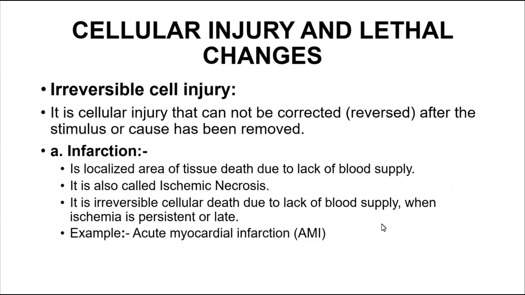And then the next one is the irreversible cell injury. From the word irreversible, even if you remove the cause of the injury, the cell will not recover. It will undergo death, cellular death. Irreversible cell injury is the infarction. Infarction is a localized area of tissue death due to lack of blood supply. It is called ischemic necrosis. It is irreversible cellular death due to lack of blood supply when the ischemia is persistent or late. A great example for this is the acute myocardial infarction, or the heart attack.